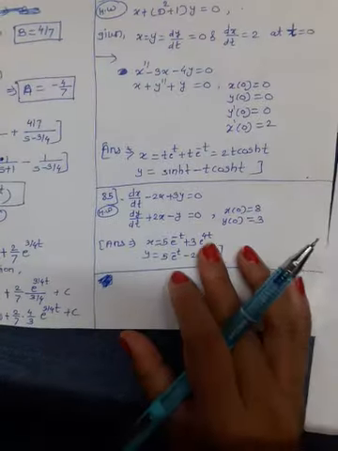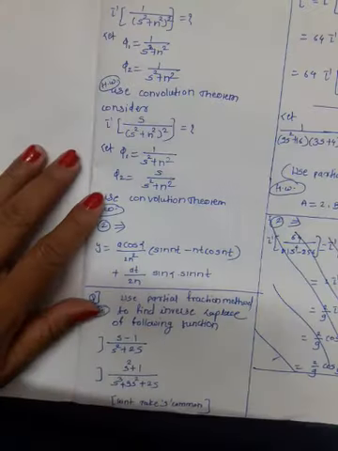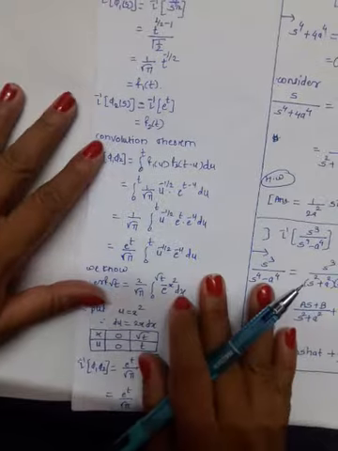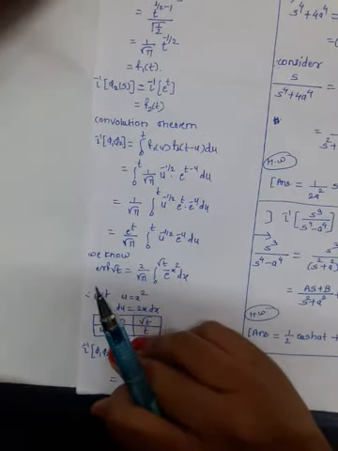Now this is the end of the chapter. Now let us see some special examples, some different kinds of examples in these two chapters.